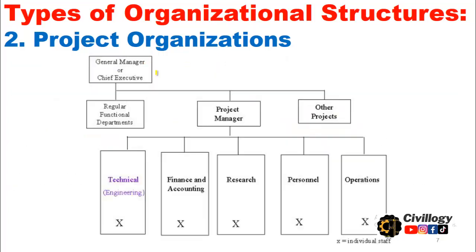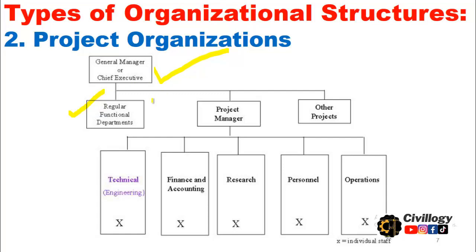As you can see over here in this picture, the top management or the owner of the company or organization is on the top. Then there are different functional units. First one is the regular functional units. This is a regular and fixed functional unit.